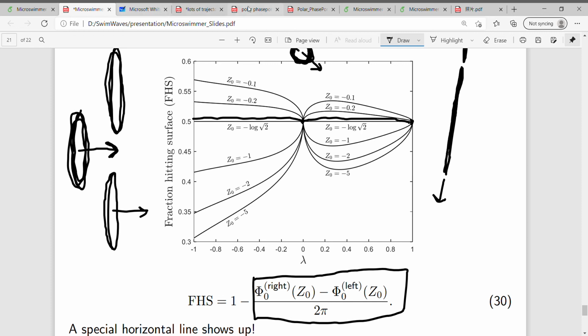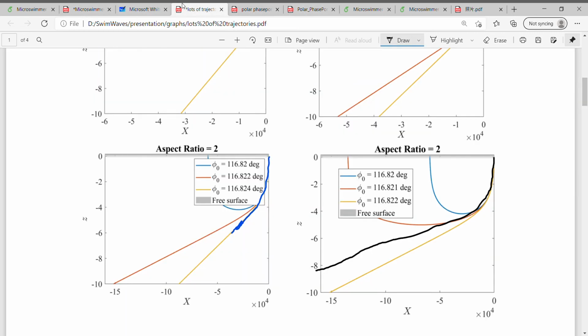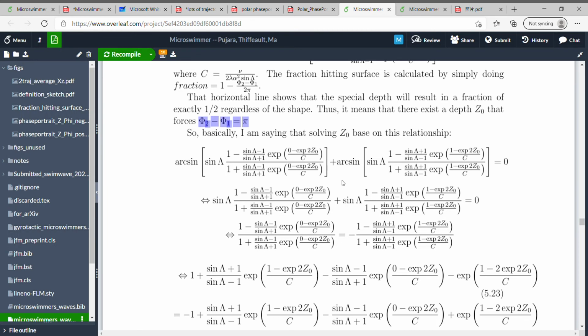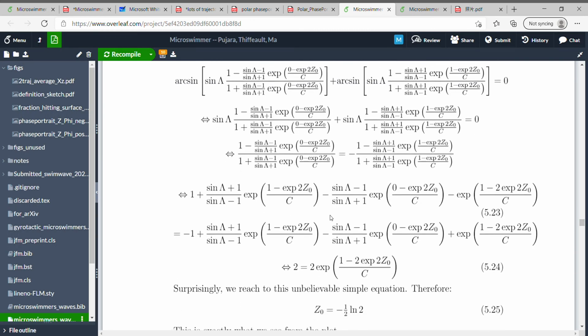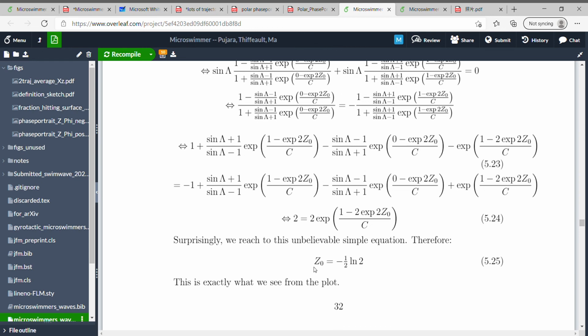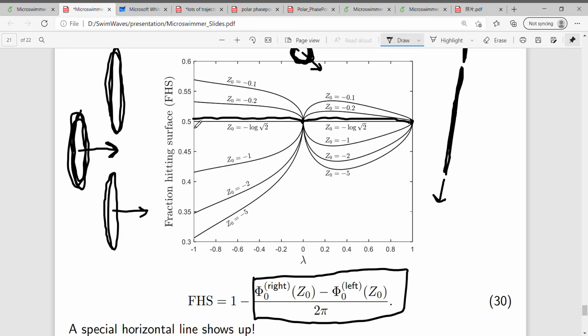It's not very complicated, but at the end you have a very clean answer, which is minus 1/2 log of 2, and that is the special depth, or the fair depth, for all shapes of microswimmer.